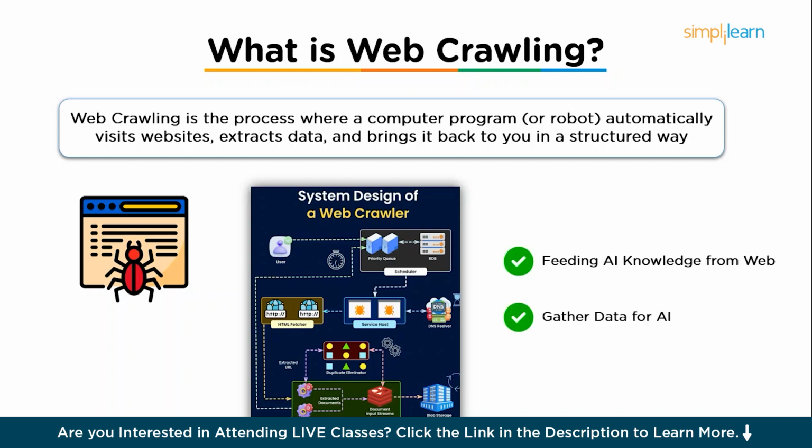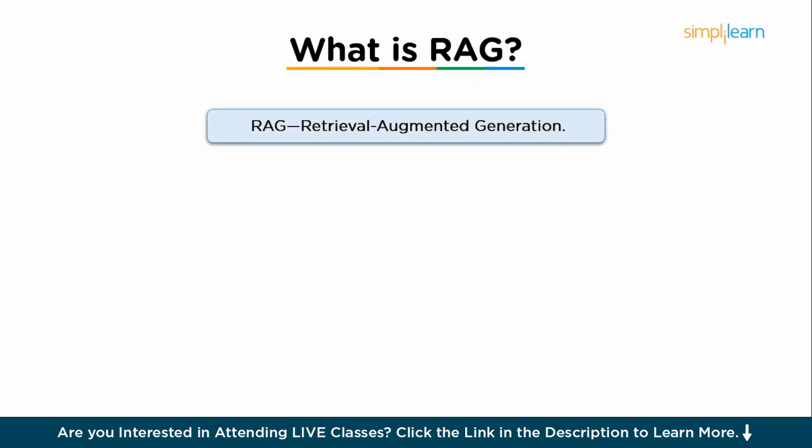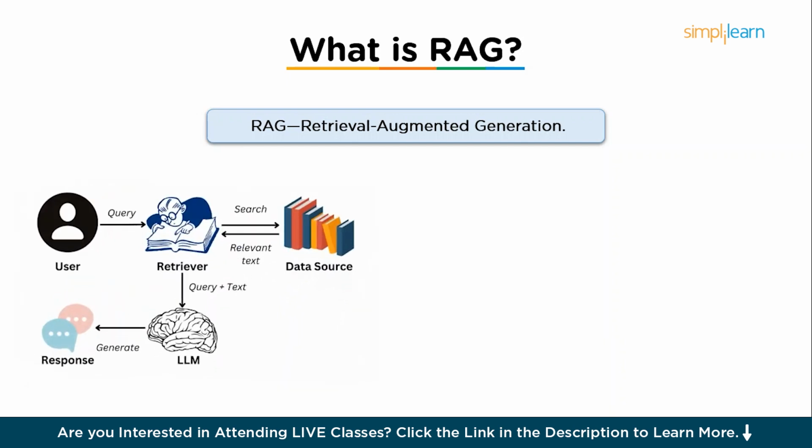And here's why web crawling is important in RAG. When you're feeding your AI knowledge, you need data from the web. Web crawlers help gather that data in a way that makes it useful for your AI. The more data your AI can access, the smarter it becomes. So now that you have understood what is web crawling, let's understand what is RAG, which is Retrieval-Augmented Generation. This might sound a little complicated at first, but trust me, we'll make it super clear.